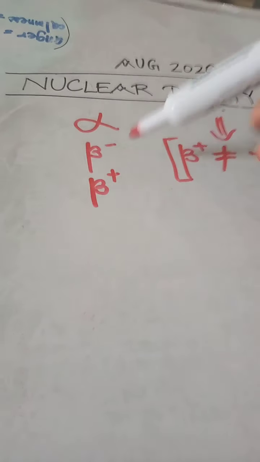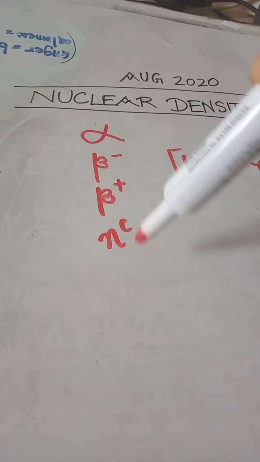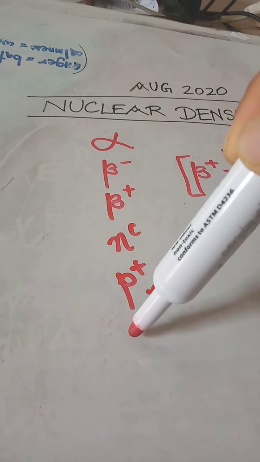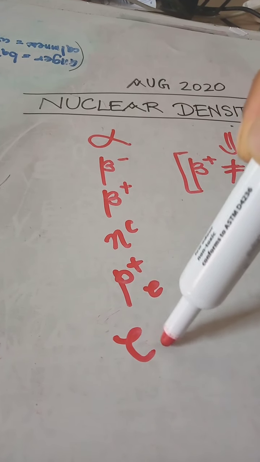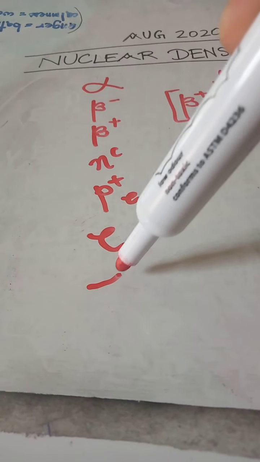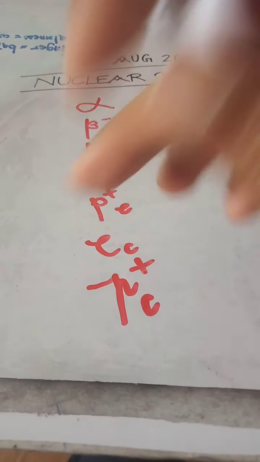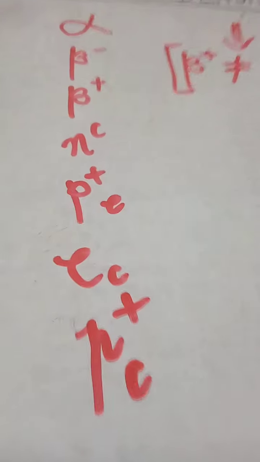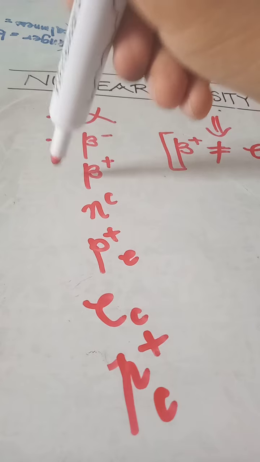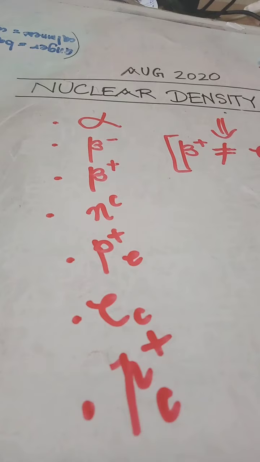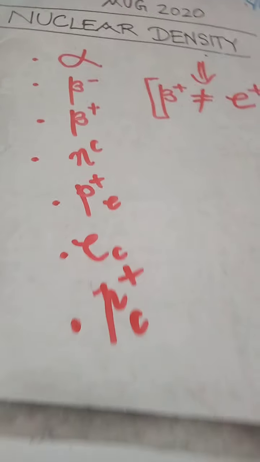And then you've got alpha, beta minus, beta plus, you've got neutron capture, you've got proton emission, you've got electron capture, and then you've got proton capture. Proton capture, I'll write it here, but it's very hard. I'm not going to go there because it requires a lot of energy and budget. So we've got 1, 2, 3, 4, 5, 6, 7. So 7 kinds, and that's how things are.